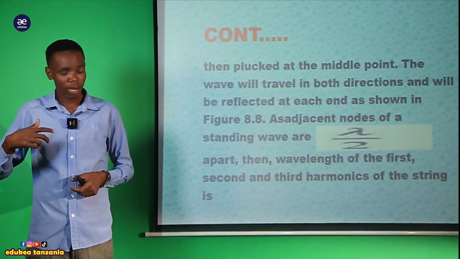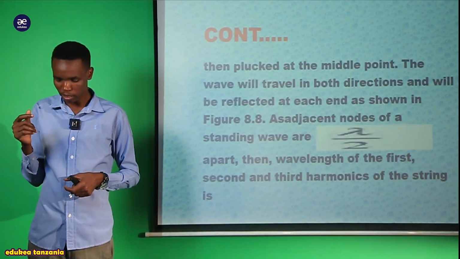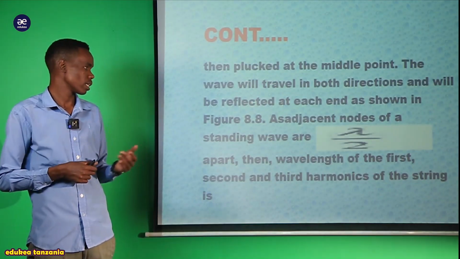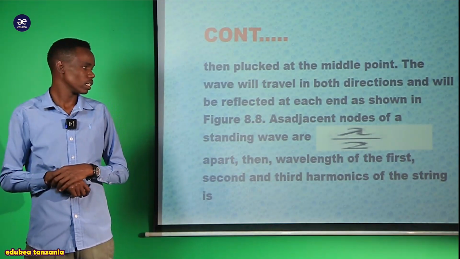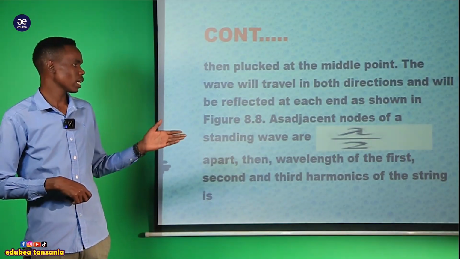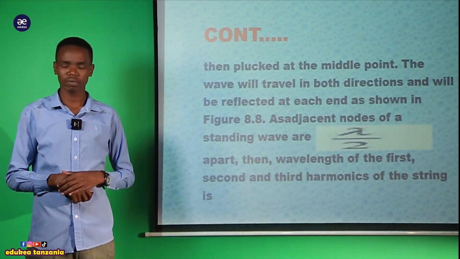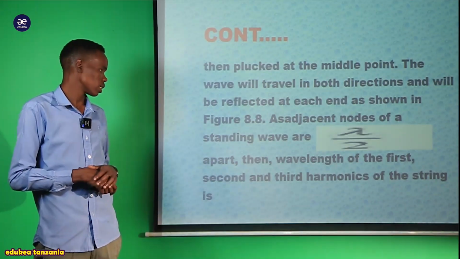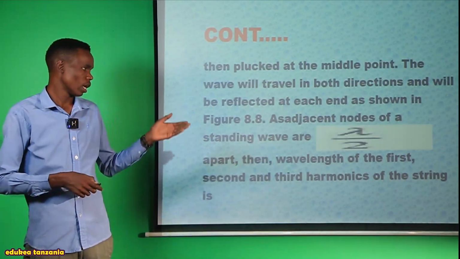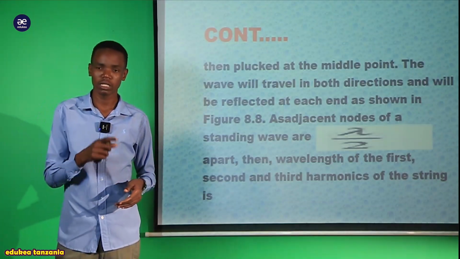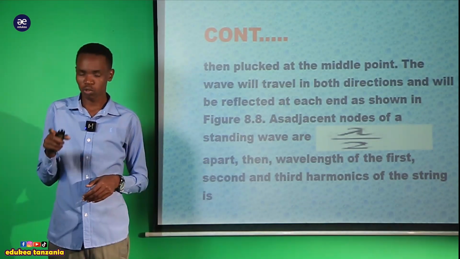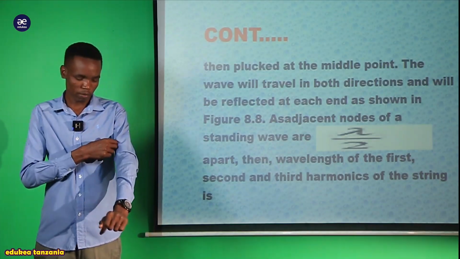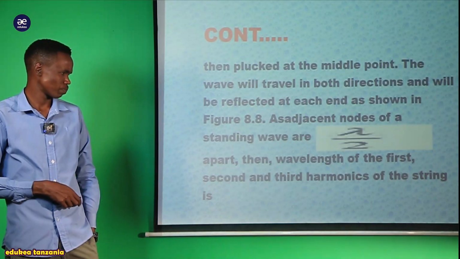Kwa hao watakuwa reflected zile particles at each end as shown in the figure number 8.8, as adjacent nodes of the standing waves here. Kwa yule sasa tunasema kwamba ili tuweze kumpata yule adjacent nodes kwenye ile standing waves, adjacent nodes can be expressed as the wavelength divided by 2. Ndo namna ya kuweza kupata ile adjacent nodes as we have been told, my lovely student.